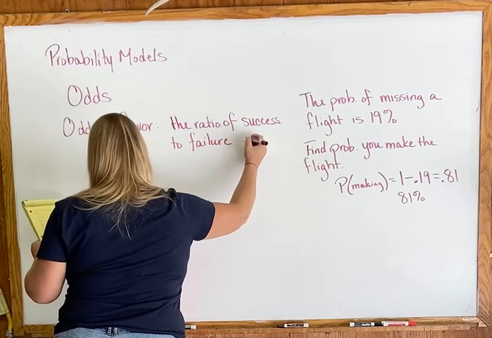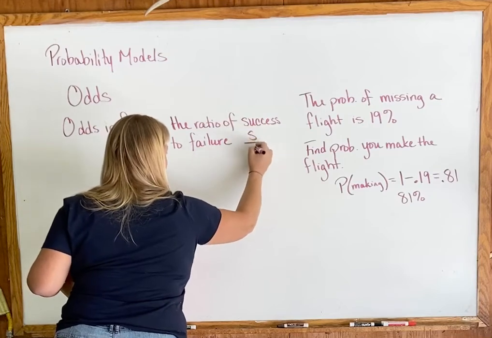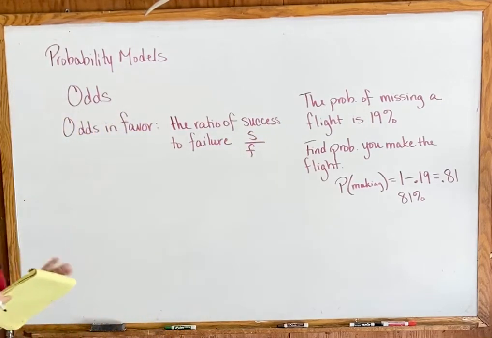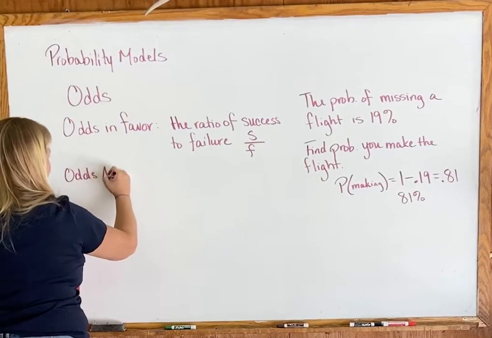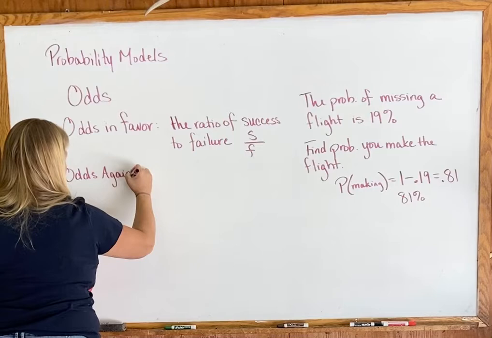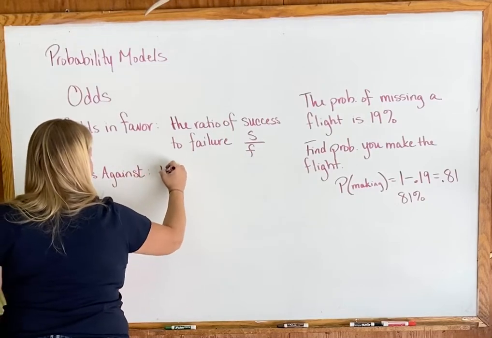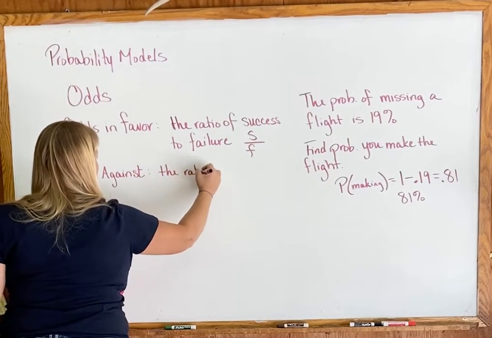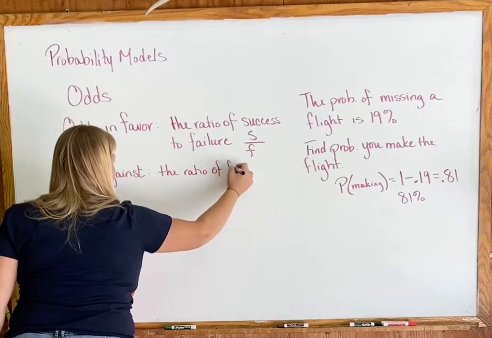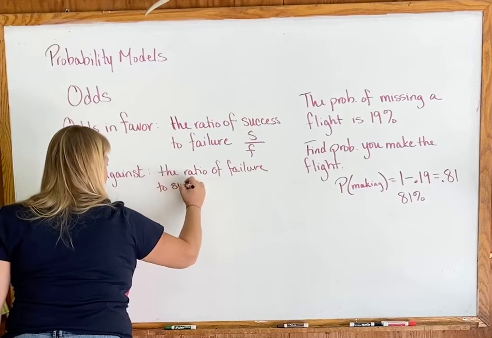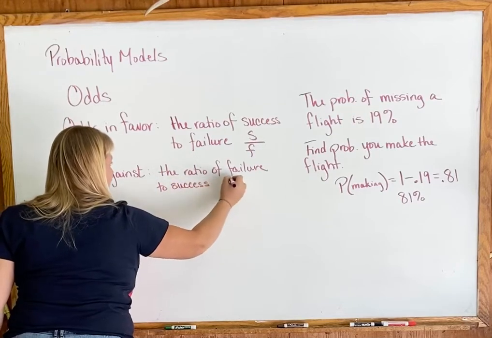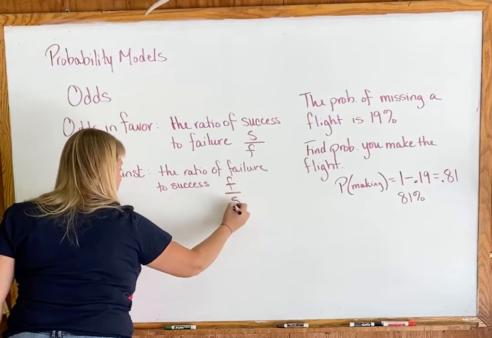Okay. So it's going to be represented as a fraction, and we could write the fraction as S over F, success over failure. Okay. Now the other one is odds against. And odds against is the ratio of failure to success, which means it's going to be failure, or F, over S.